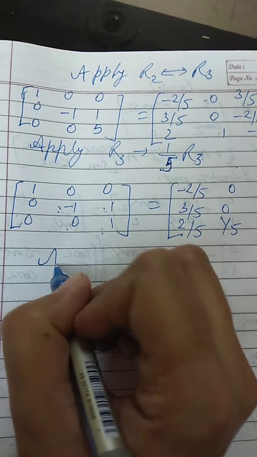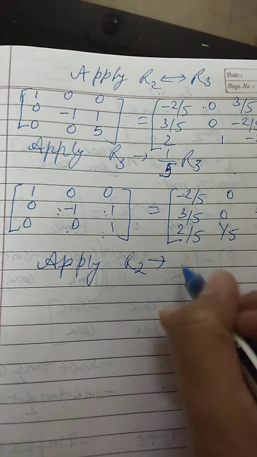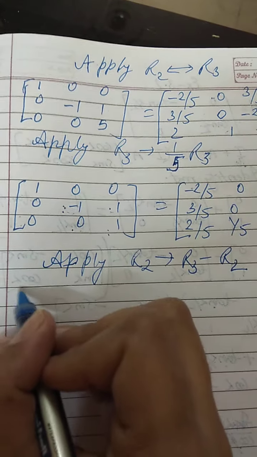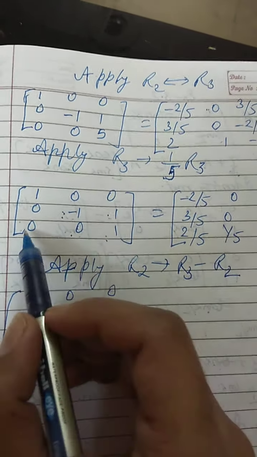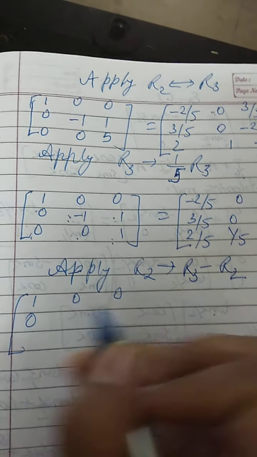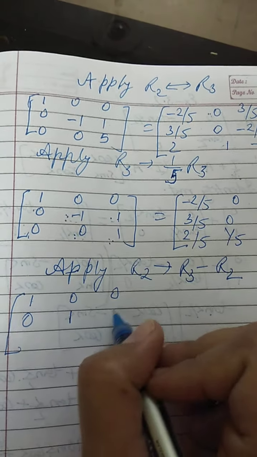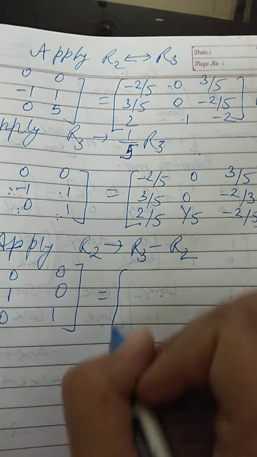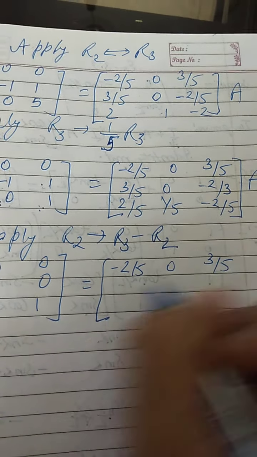So what will be the last operation? It will be applied in R2. What is the change? We are doing R3 minus R2, right? No change in R1, 1, 0, 0. In R2, R3 minus R2, 0 minus 0, 0. 0 minus minus 1, plus 1. 1 minus 1, 0. There is no change in R3, it will remain as such. And the same change we will bring here also. It will be minus 2 by 5, 0, 3 by 5.